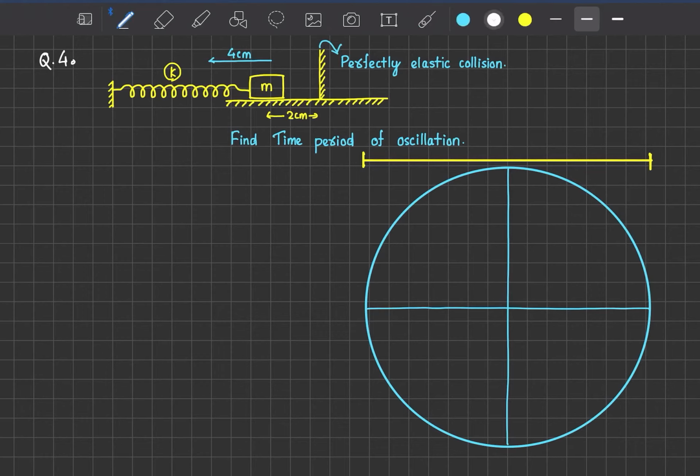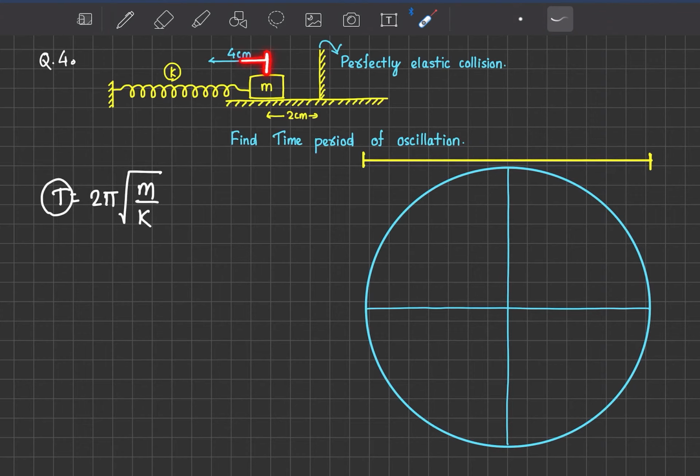Now we know that if the oscillation is fully complete, then the formula for time period is T equals 2π square root of m by k, right? This is the formula for time period. So for now let's consider it T and solve the problem. So what is it given us?